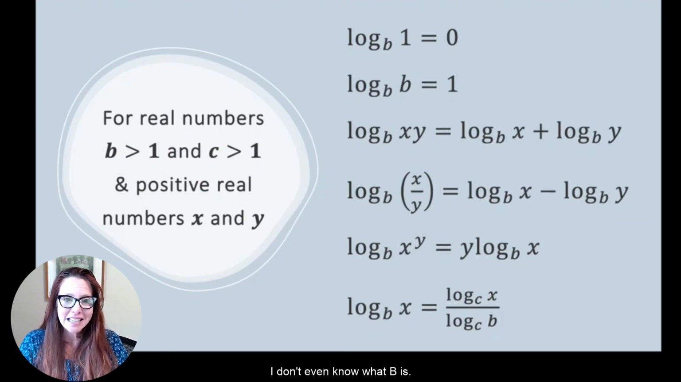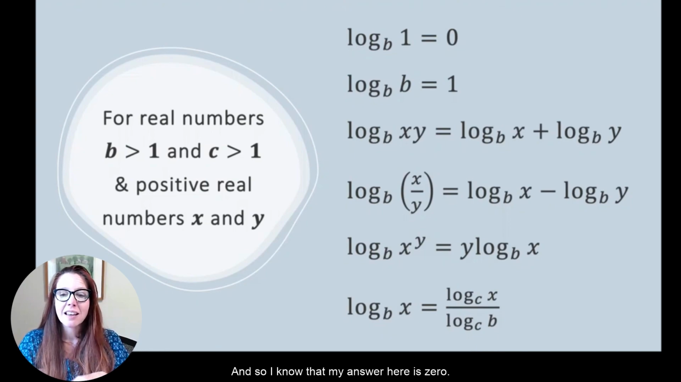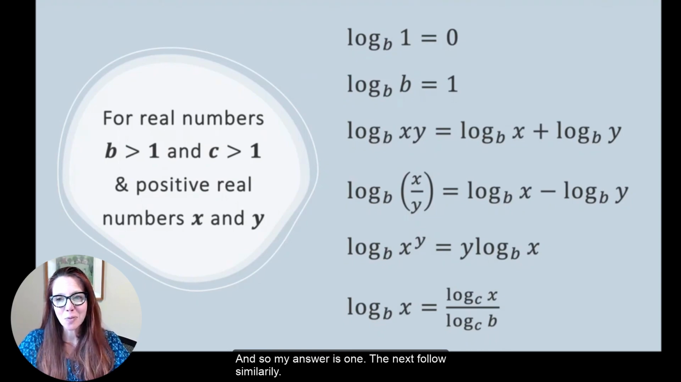I don't even know what b is. I know that it's some positive real number, but I know that if I take any base b and I raise it to the zero power, I get one. And so I know that my answer here is zero. Likewise, if I take log base b of b, I'm asking what power must I raise the base b to get b? Well, I know that b to the first power is b. And so my answer is one.